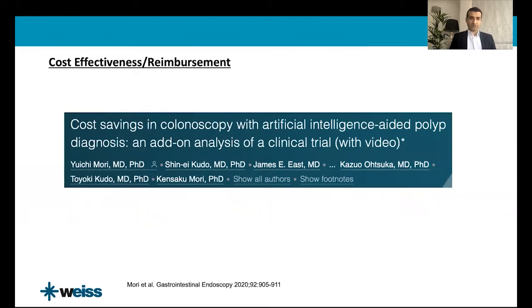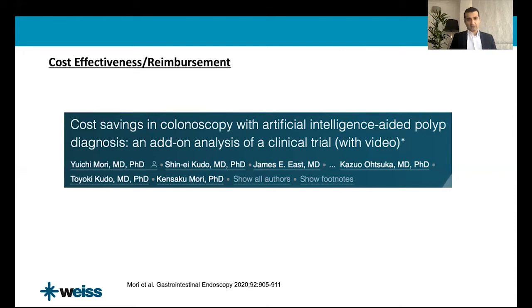Another very important consideration is cost effectiveness, particularly as this will underpin reimbursement strategies. To date, no reimbursement from public health insurance bodies has been granted for AI and colonoscopy software. This study illustrated here is a published post hoc analysis from a trial using AI-based polyp characterization software, where the findings suggested that there were significant cost savings when the software was utilized as part of a strategy to leave in diminutive, i.e. less than 5 millimeter in size polyps, as compared to resecting them all.